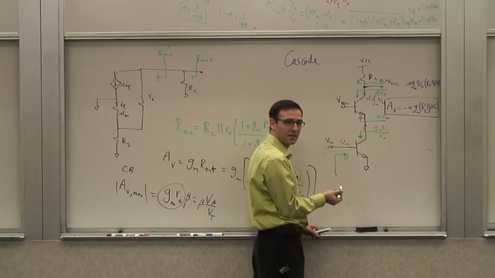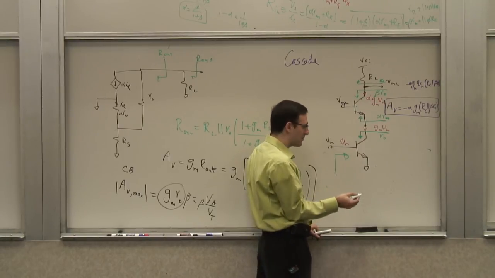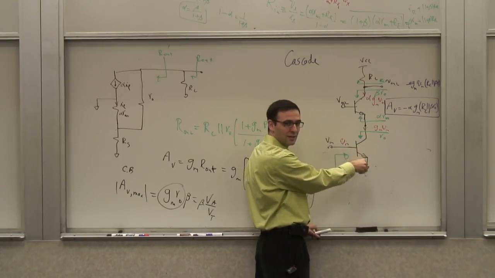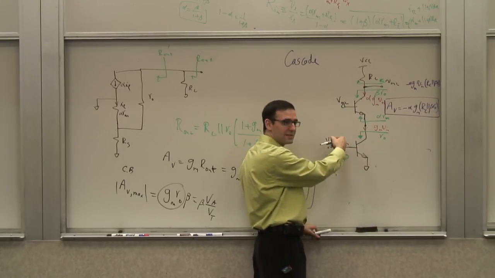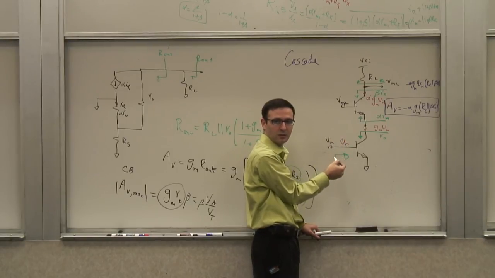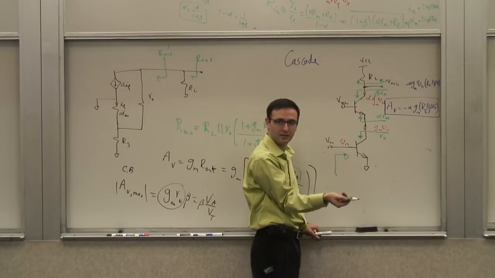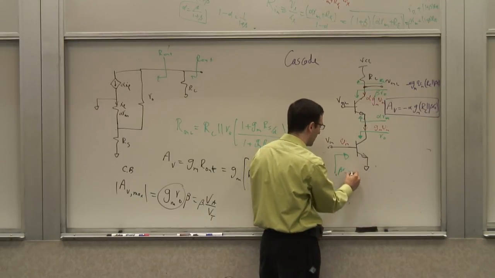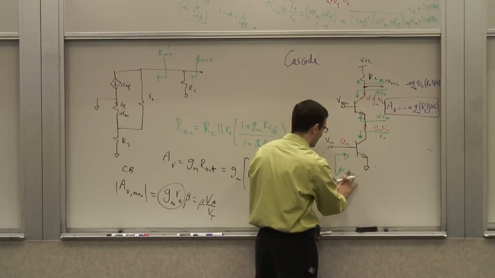R pi, right? If you forget, the only thing you need to remember is that this is alpha RM in the emitter. Whatever is in the emitter, move it to the base, reflection multiplied by 1 plus beta. 1 plus beta times alpha is beta. Beta RM is R pi. Or by definition, it's R pi.